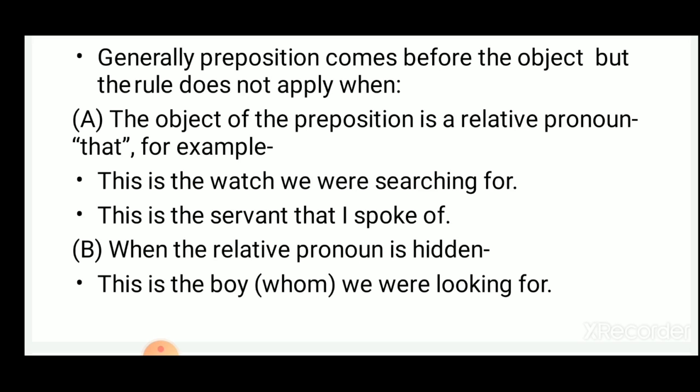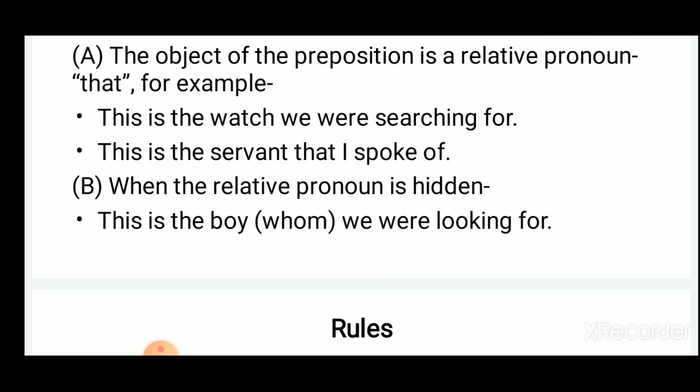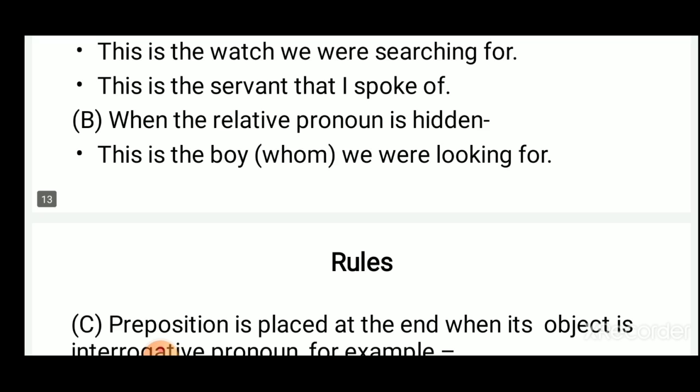B. When the relative pronoun is hidden. This is the boy whom we are looking for. So here we see that whom is hidden. For making you understand these things, I have shown this word in brackets, whom, but when we use it, we can remove it and we can say this is the boy we were looking for. We can omit whom here.